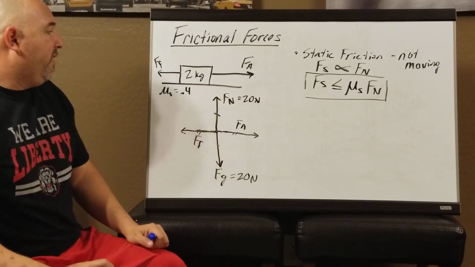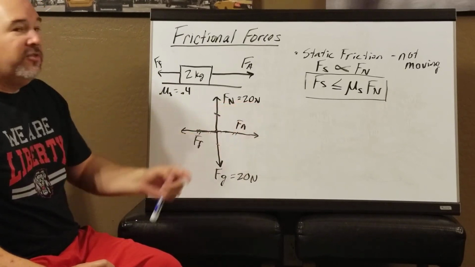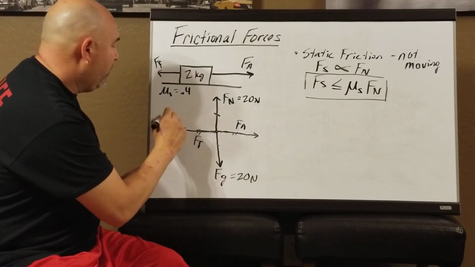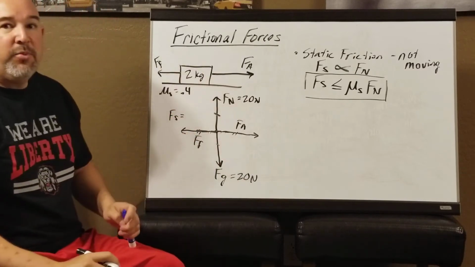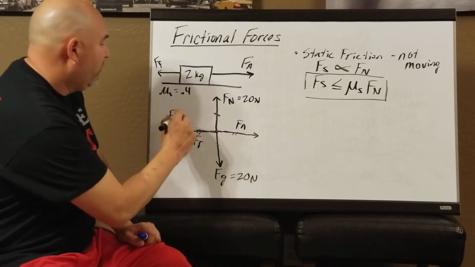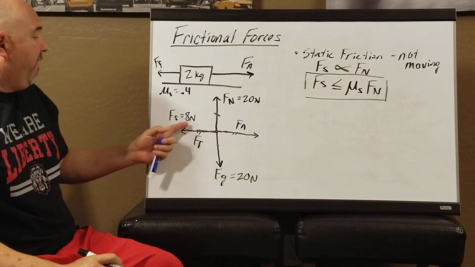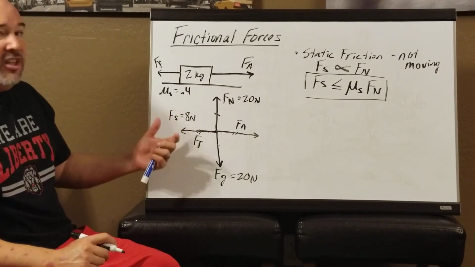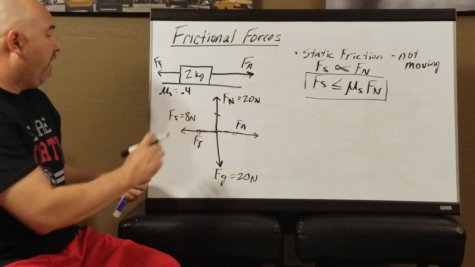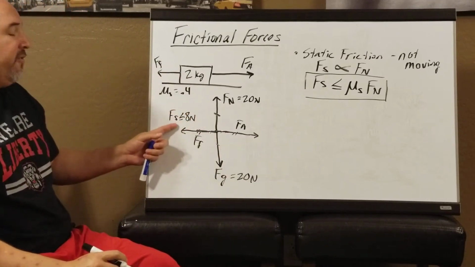So if I take my normal force, which is 20 newtons, times 0.4, that gives me a force of static friction of 20 times 0.4, which is 8 newtons. So I have an 8 Newton force. What that tells me is that the force of static friction is, I shouldn't say equal, I should say less than or equal to. So my force of static friction can be up to 8 newtons.